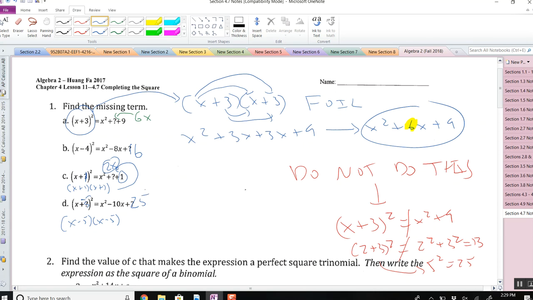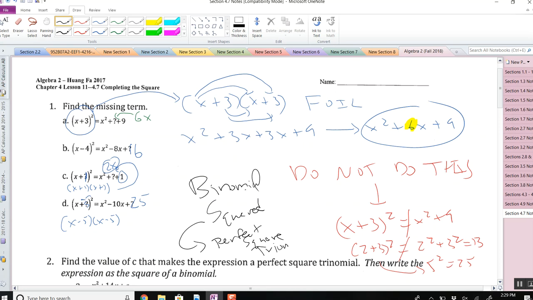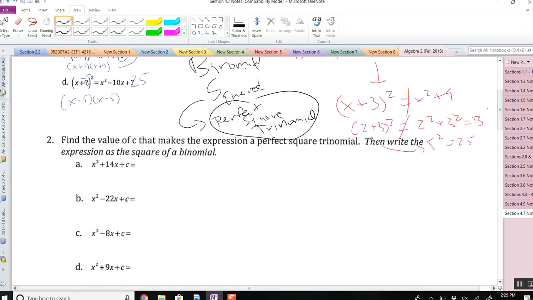What we're trying to do in this exercise is make sure you're comfortable with a binomial squared. And what does that lead to? A perfect square trinomial. Let me spell that again. So essentially what's happening, if you look at the next example, is that we're trying to generate perfect square trinomials.